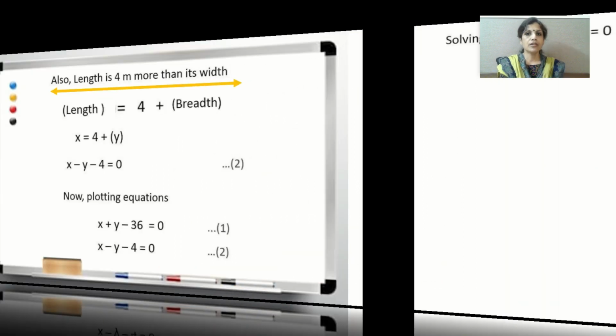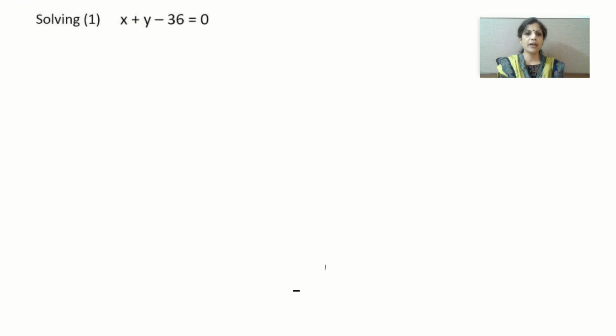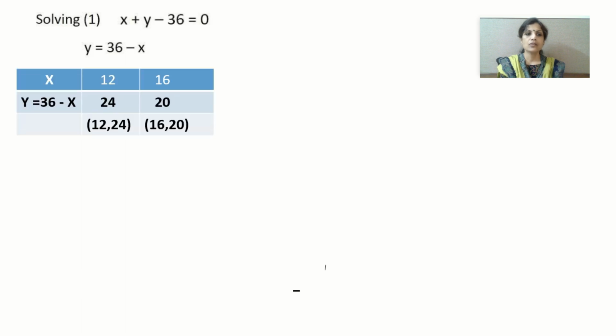So here is our first equation, x plus y minus 36 is equal to 0. So as I told you, keeping y on the left side and shifting all the terms towards the right side, we get y is equal to 36 minus x. Now let's make the table. So our table is x coordinate and y is equal to 36 minus x. Now here, keep in mind that if I substitute the values of x very small, say x is equal to 1 or 2 or 3, then the value of y will be too big.